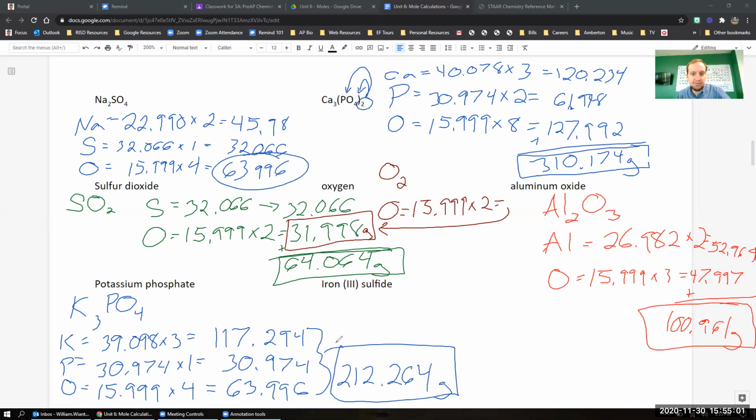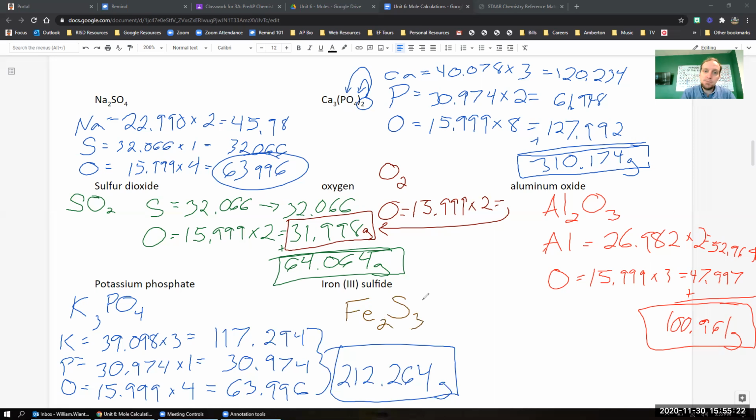I'm running out of room, so you guys could figure out iron 3 sulfide on your own. What I will give you is the formula for iron 3 sulfide, which I'm sure you should know is Fe. Sulfide is S, so that'd be a 2, and that'd be a 3. That's iron 3 sulfide.